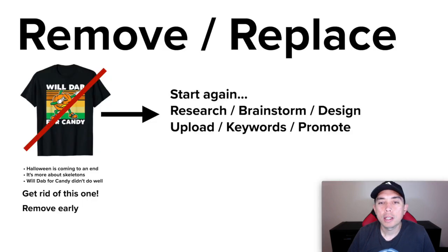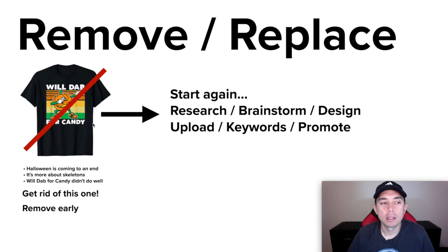So the first thing is remove and replace. So this "will dab for candy," I'm not going to keep it around. It's getting close to Halloween. I'm just going to take it off, and I'm going to start the process again of research, brainstorm, design, upload, keywords, and promote. Just a totally new design to replace it. I'm going to find something that's trending now and then use that to replace this. So I'm going to remove something that I don't need anymore and replace it with something new and better.